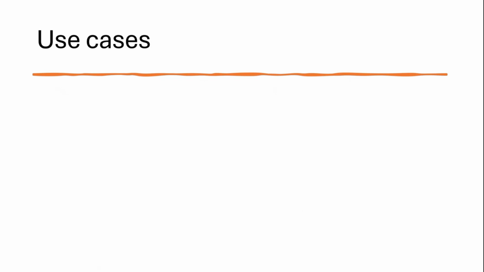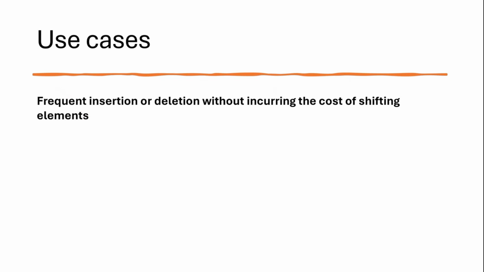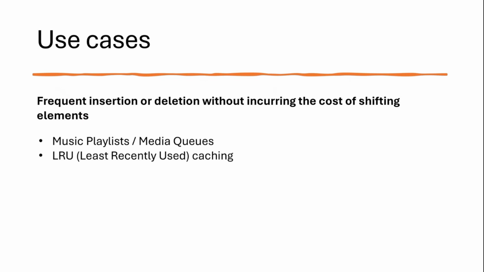Different real life examples use a linked list based on the use cases they have and what the linked list supports. For example, the use case where we want to frequently insert or delete without incurring the cost of shifting elements. A linked list handles this very efficiently. That is why real life examples like a music playlist, where songs are added or removed very frequently, or LRU caching, where the operating system inserts or removes cached items from the LRU based on their usage, can efficiently use a linked list, right?